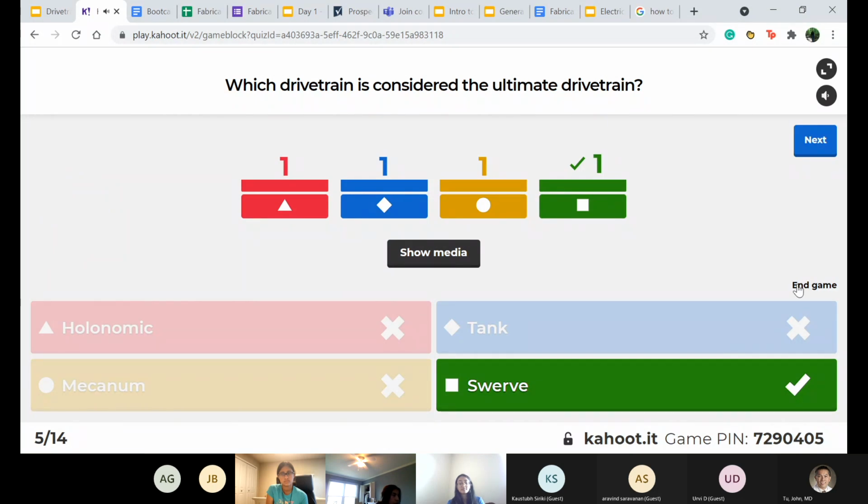Yeah, so holonomic is a classification of a drivetrain, and swerve is the actual, what we call the ultimate drivetrain, because while it's really hard to build, design, and program, it is really good at maneuvering and also pretty good at pushing. Tank, for the person who chose that, isn't as good at maneuverability as swerve, but it's also really good at pushing.